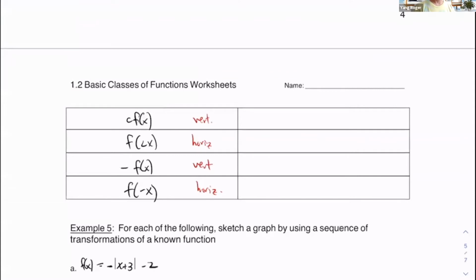The next one: if you multiply by C, because you're multiplying outside of the function, that's going to be a vertical stretch or compress. And how do you know when you have a stretch versus a compress for verticality? Is it when C is greater than 1? Correct. Good job. So a stretch is when C is greater than 1, and a compress will be when C is between 0 and 1.